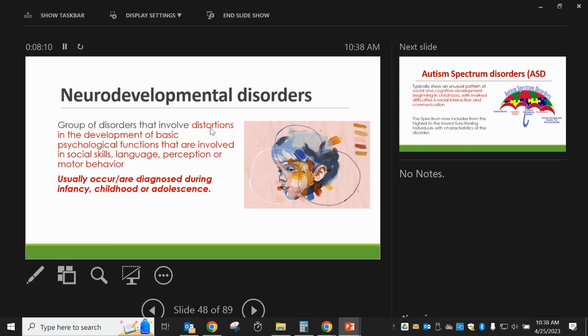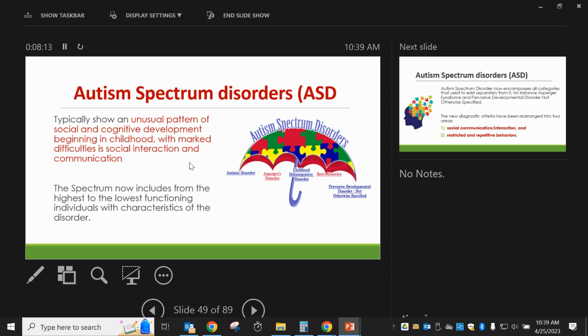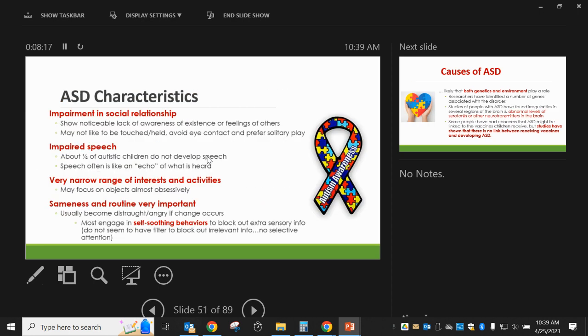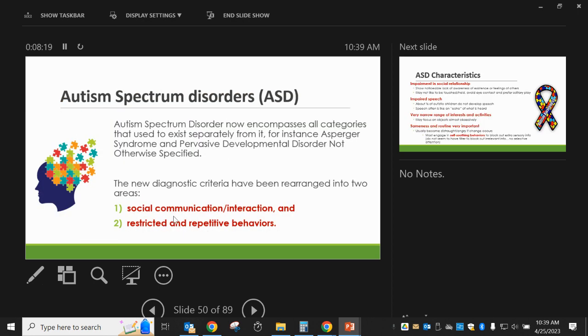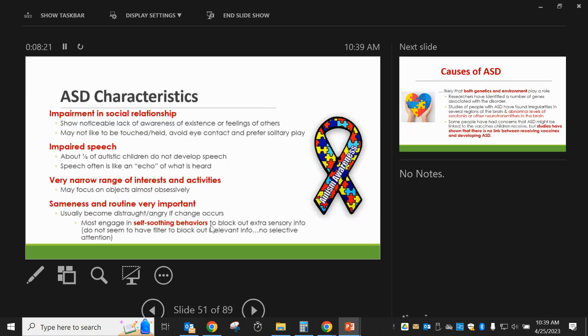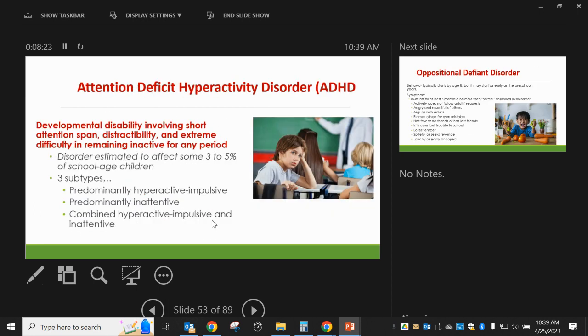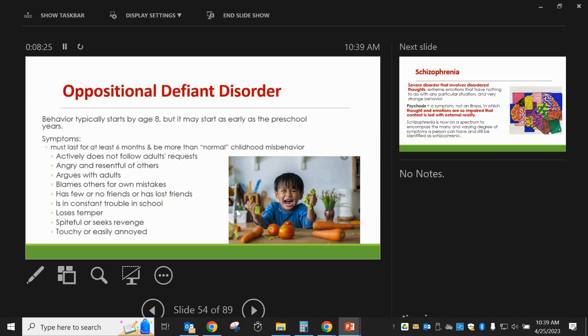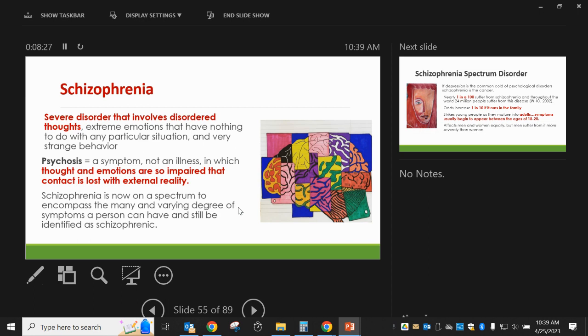Neurodevelopmental disorders. Those are ones that usually occur during infancy and childhood, adolescence. Autism fits there. Autism usually has problems in communication interaction and then restrictive and repetitive behaviors. ADHD is also considered a developmental disorder.